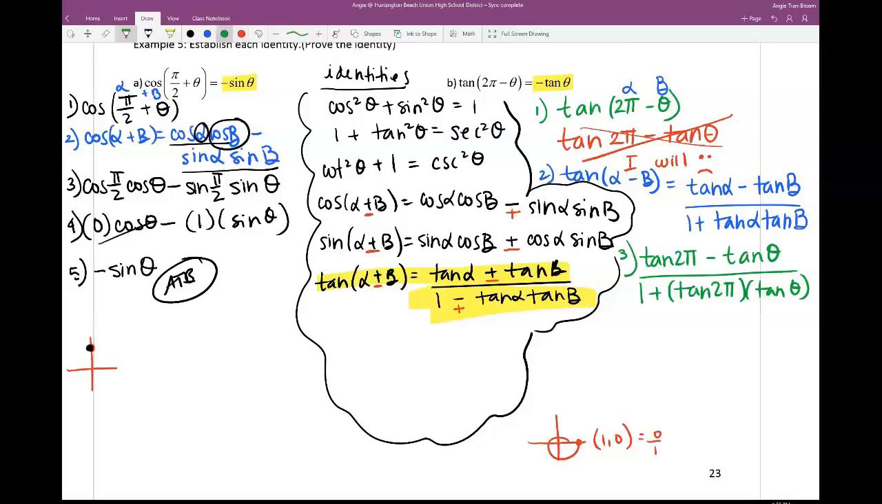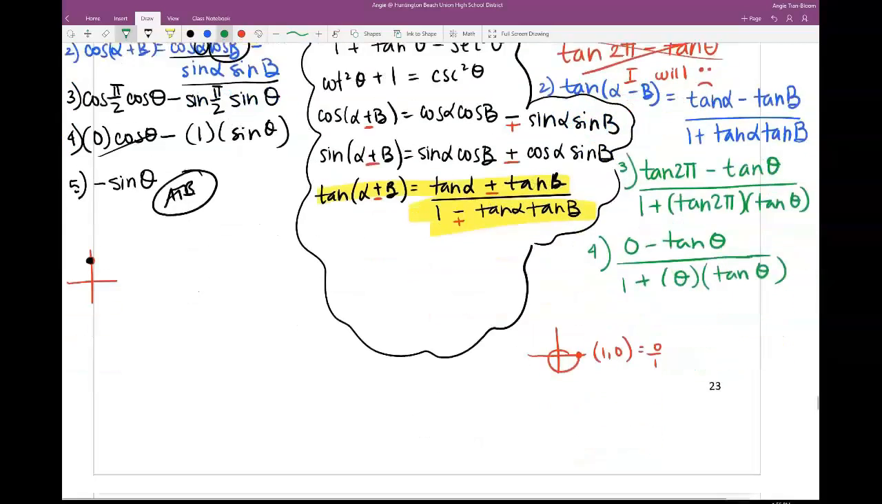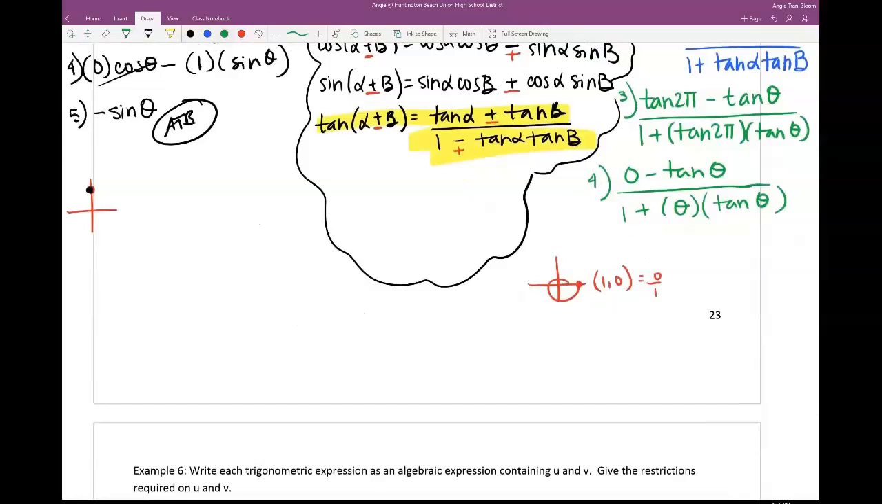That's right. Okay, so step 4, 0 minus tangent of theta divided by 1 plus, yes, you write all of this out again. All right, so here we are, okay? Well, would you agree? Oops, I'm sorry, this is meant to say 0.